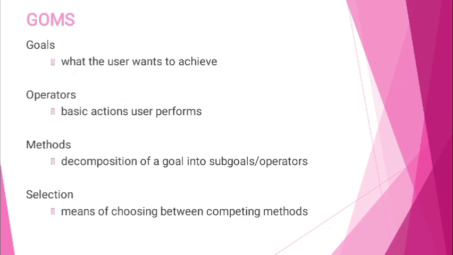The next one is operators. These are tasks that can only be carried out by undertaking specific actions. That is, for example, to decide which search engine to use. And the third one is methods, and it represents ways of achieving a goal. An example is drag mouse over field. The last one is selection rules. The method that the user chooses is determined by selection rules, that is, means of choosing between competing methods. We can choose something from the competing methods.